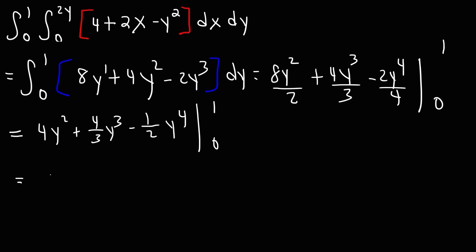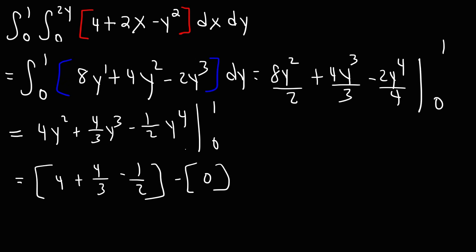So now let's plug in 1. So it's going to be 4 times 1 squared, which is just 4. And then plus 4 over 3 minus 1 over 2. When we plug in 0, this entire expression will equal 0. Now, in order to perform the operation here, we need to get common denominators. So let's get a common denominator of 6. I'm going to multiply 4 by 6 over 6, which will give me 24 over 6. 4 over 3, I'm going to multiply that by 2 over 2, which will give me 8 over 6. And 1/2, I'm going to multiply that by 3 over 3, which is 3 over 6.